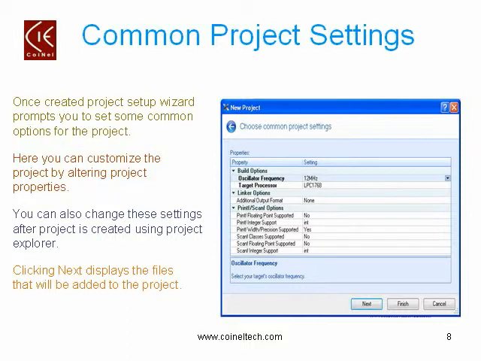Once your project is created, the Project Setup Wizard prompts you to set some common options for your project. Here you can customize the project by altering the project properties in this New Project dialog box. You can also change these settings after the project is created using the Project Explorer option. Clicking on the Next button displays the files that will be added to the project.